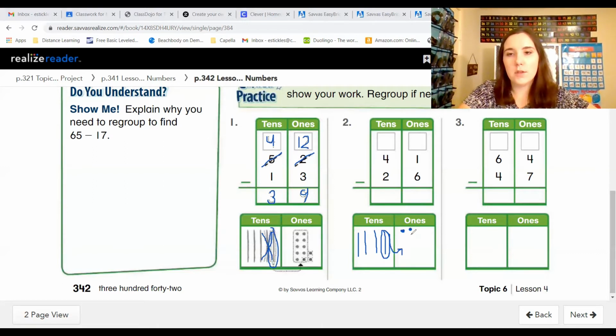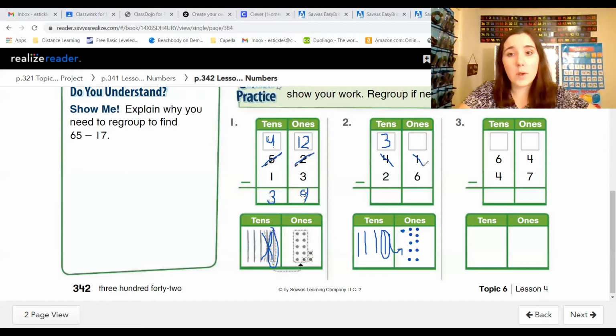So 1, 2, 3, 4, 5, 6, 7, 8, 9, 10. So we fixed it in our place value frame. Now we need to fix it up here. So we had 4 tens, but we've regrouped one of them. So now we can cross off our 4 and make it 3 tens.